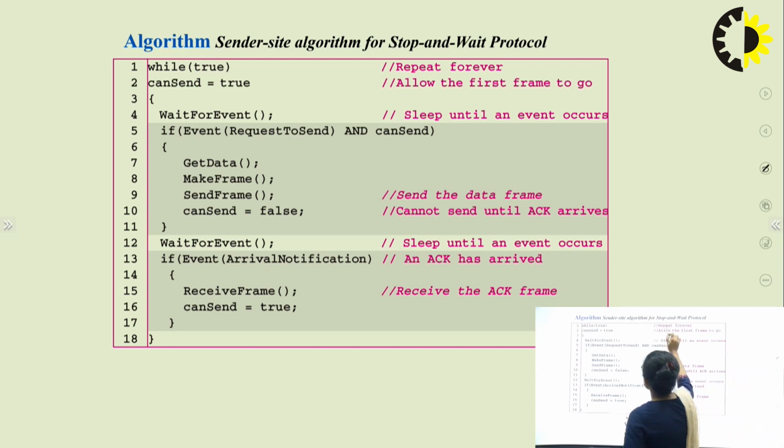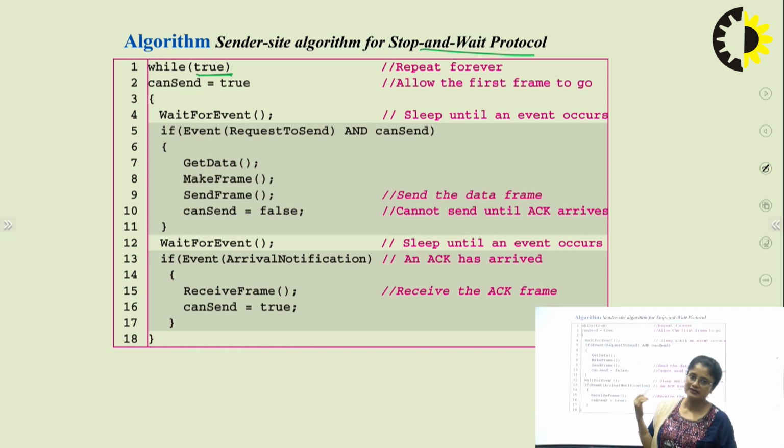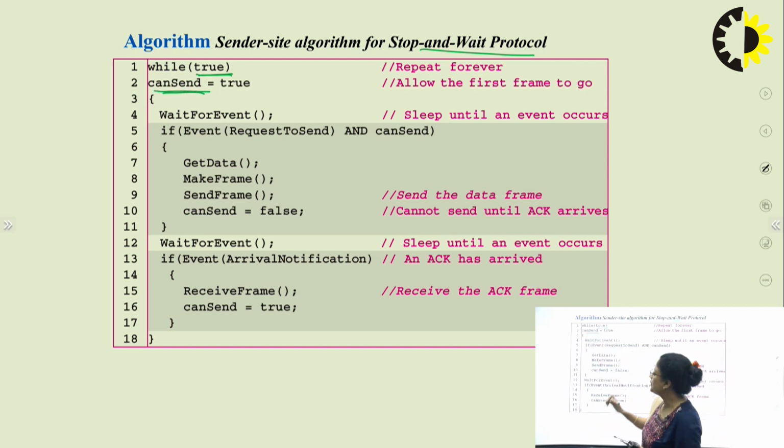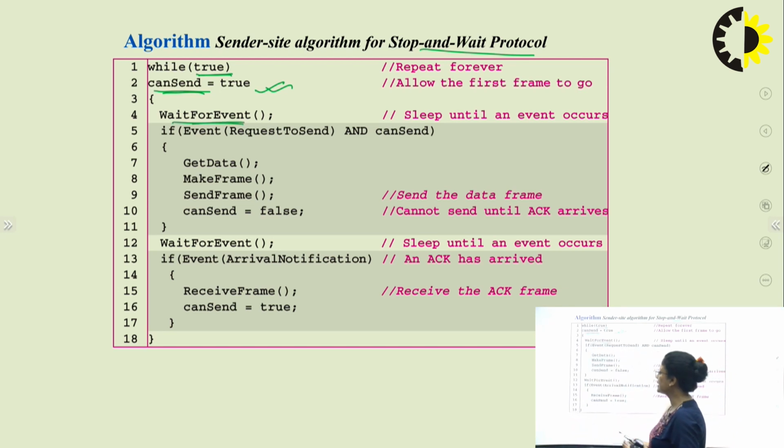Now, when we talk about the stop and wait protocol, the algorithm uses a while loop, which means an infinite loop that will continuously send. That means senders and receivers are always in the mode to send and transmit data. While going for an infinite loop, we take a flag variable, canSend. Initially, we set this flag variable canSend to true. Then what we do is wait for an event.